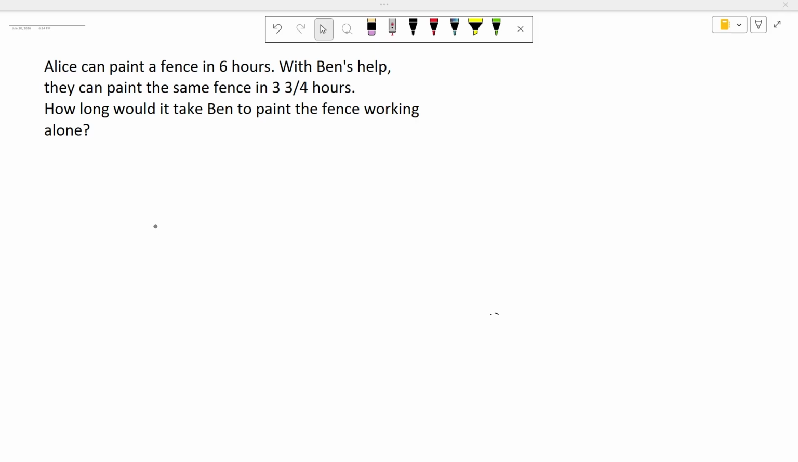Hi, in this video we're going to solve this word problem. Alice can paint a fence in 6 hours. With Ben's help, they can paint the same fence in 3 and 3/4 hours. How long would it take Ben to paint the fence working alone?